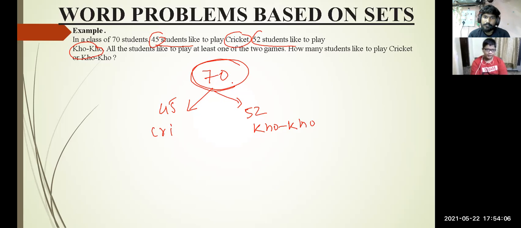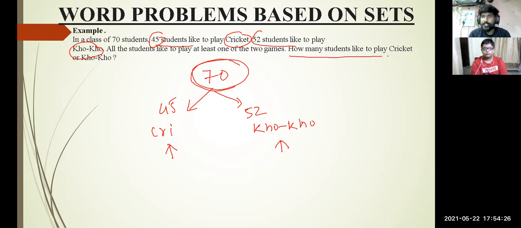Either like to play cricket or Coco, or both. So at least one means that student likes to play cricket, or that child likes to play Coco, or both. That is the meaning of at least one.